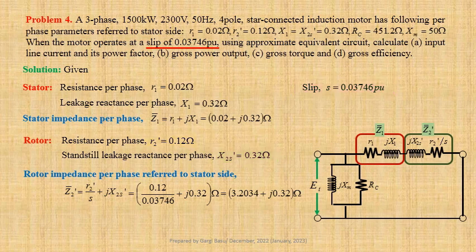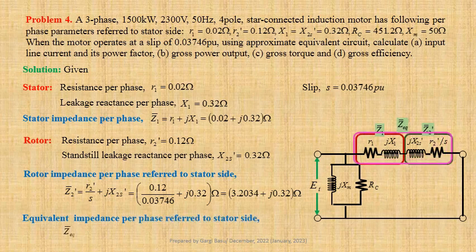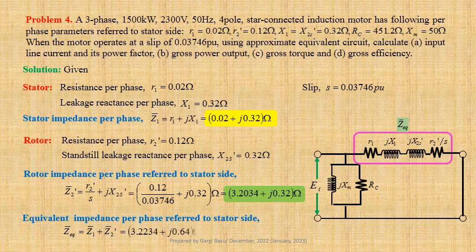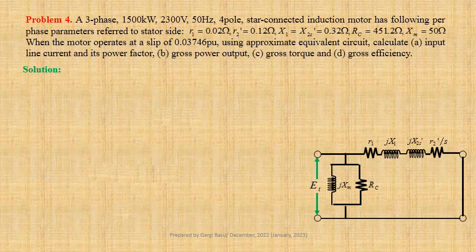Let us now calculate equivalent impedance per phase referred to stator side. ZEQ equals Z1 plus Z2'. Using values we get 3.2234 plus j times 0.64 ohm. This may be written in polar form as 3.2863 ohm at an angle 11.23 degree.